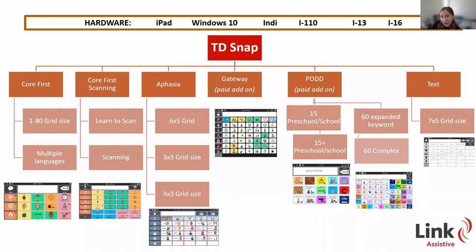And below that are all of the different page sets that are available within the Tobii Dynavox Snap program. So I'll go through all of them just briefly in this webinar, but just quickly to outline what they are. So we've got Core First, Scanning, Aphasia, Gateway, which is a paid add-on, Pod, also a paid add-on, and the text page set. And you can see there are some visuals for what they look like, but we'll go through those today as well.